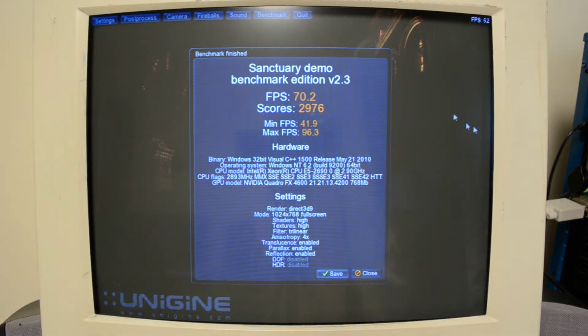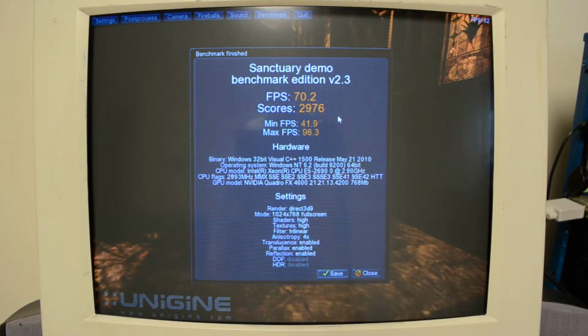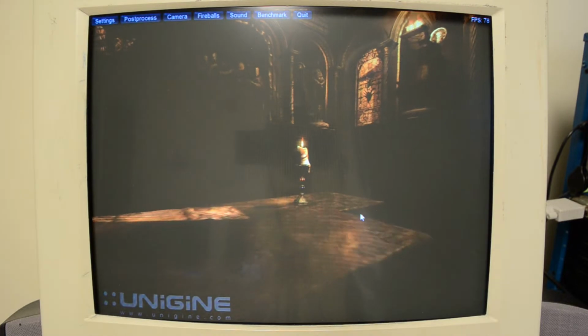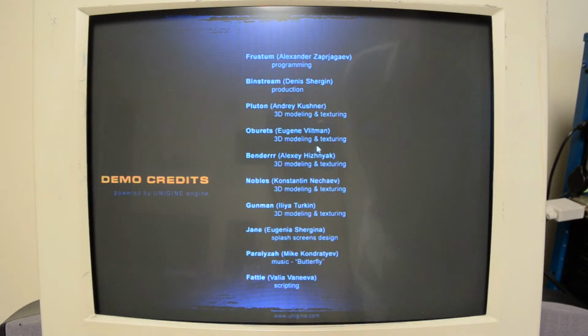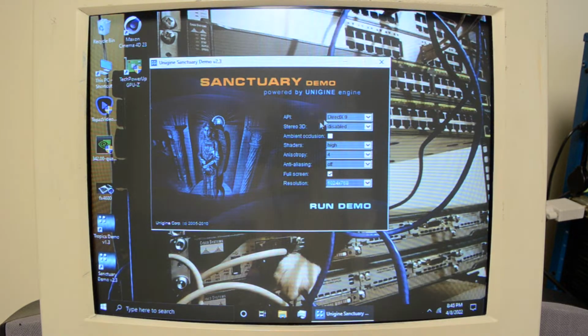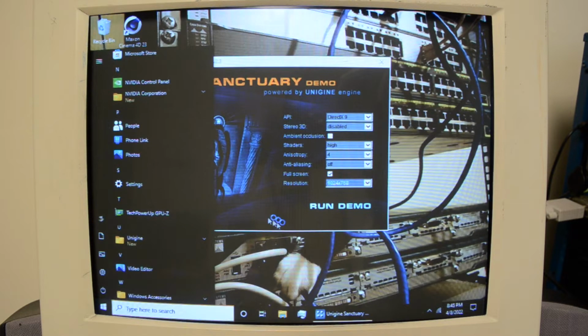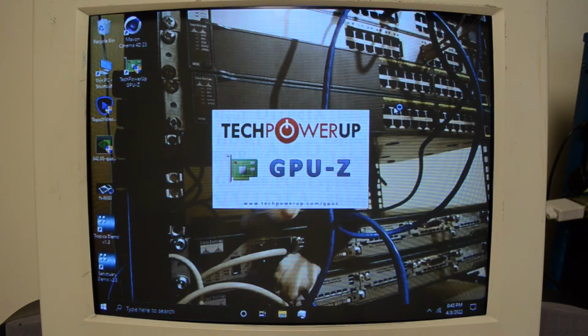Alright. 2976. If anyone knows what an 8800 GTS or GTX would get in terms of score, it would be interesting to compare. So if you have one of these cards, let me know in the comments. Oh, I should have had GPU-Z up so that I could be checking temps. Let's see what temperatures it's running at. The fan is not very loud at all.